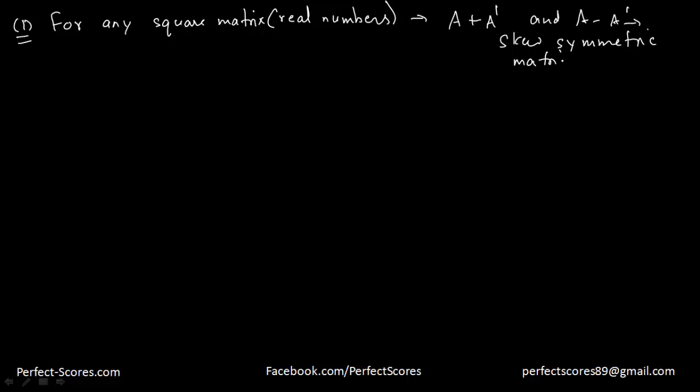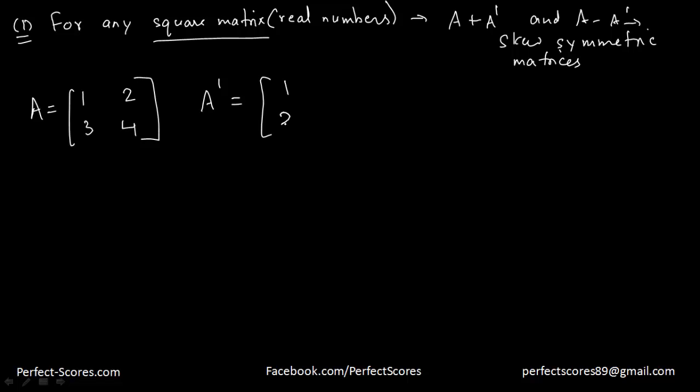Let's understand why this is the case. I'm going to pick up a square matrix. Let's suppose the matrix is 1, 2, 3 and 4. If this is the matrix, then A transpose is going to be 1, 2, 3, 4 with this row becoming this column, and this row becoming this column. Now let's go ahead and try to find that.